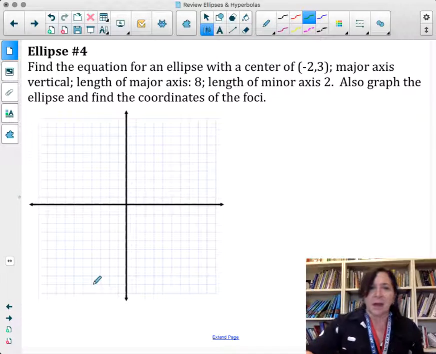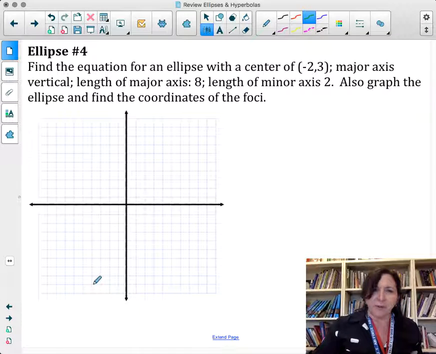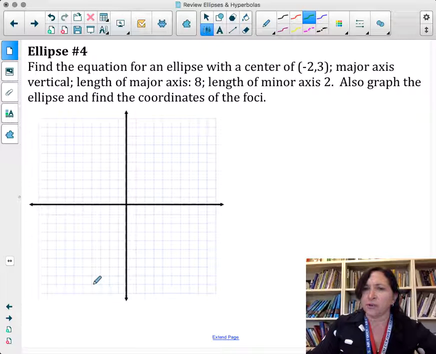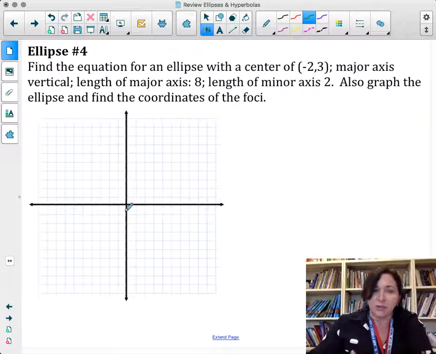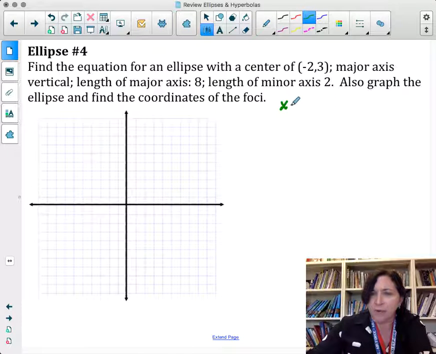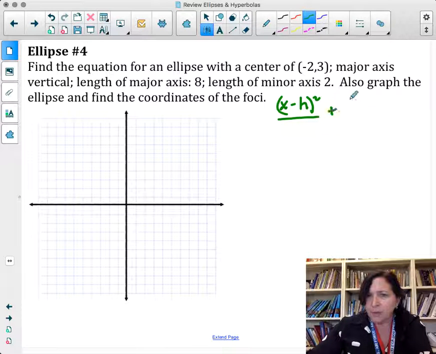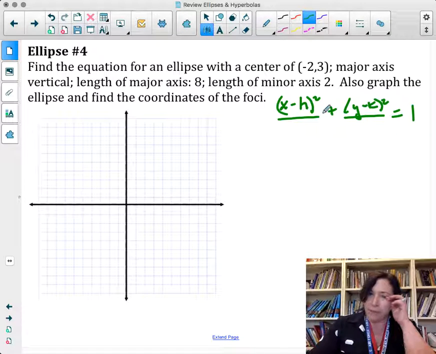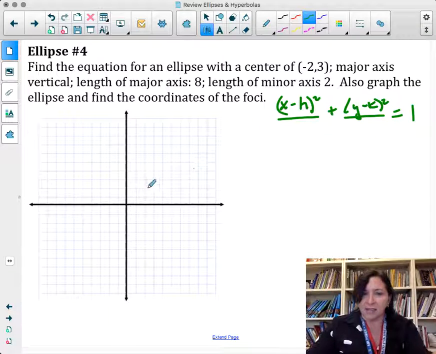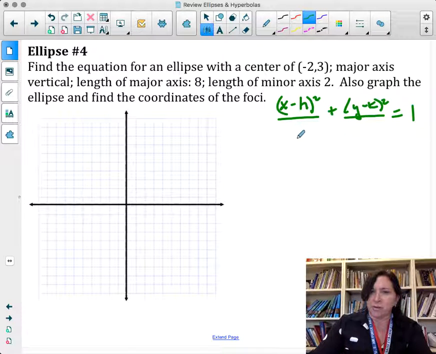Number 4 says, find the equation for the ellipse that has a center of negative 2, 3. This one didn't give us any information other than that we're trying to find the equation. Now remember, our standard form is x minus h quantity squared over either a squared or b squared plus y minus k quantity squared over a squared or b squared is equal to 1. And remember, if the major axis is on the x-axis, then underneath here, it'll be a.